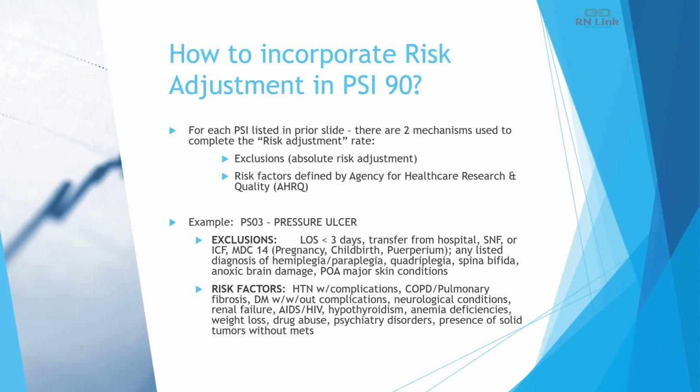For each PSI listed in prior slide, there are two mechanisms used to complete the risk adjustment rate. 1. Exclusions, absolute risk adjustment. 2. Risk factors defined by Agency for Healthcare Research and Quality, AHRQ. Example, PS03, pressure ulcer.